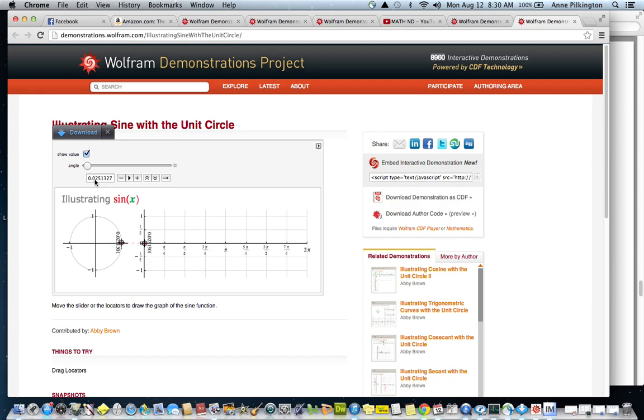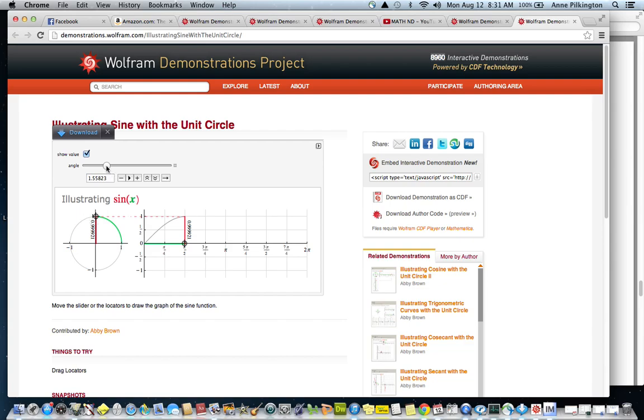This measure here gives you the measure of x, the angle. And we see here it's very, very close to 0. So when x is 0, sine of x is 0. Then as x increases, the sine, which is the y coordinate here, gradually increases to 1, and it hits 1 when x is pi over 2. And pi is about 3.14, so pi over 2 is about 1.55.